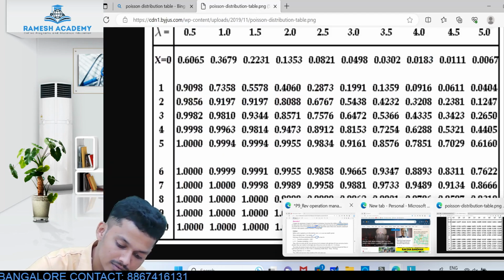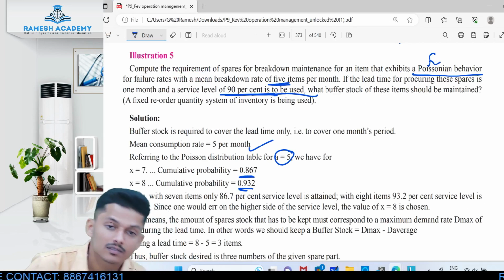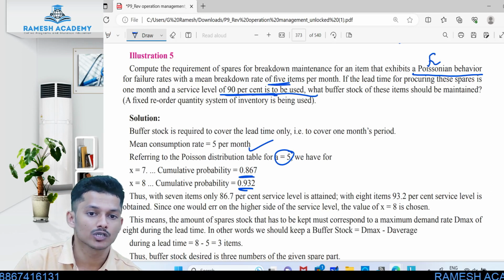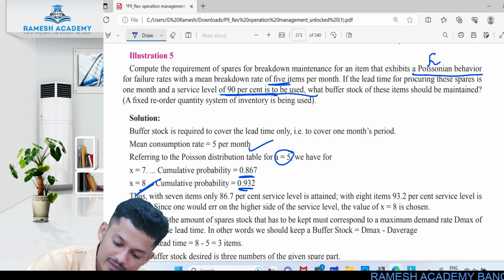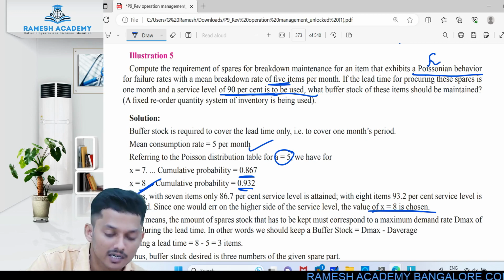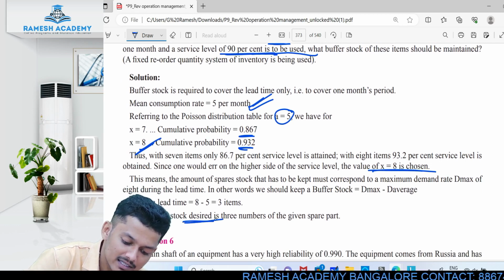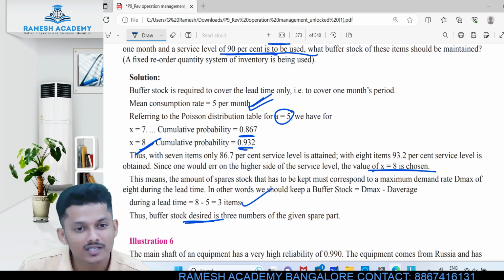Clear? From there only we got this. Why? Because around 90 is lying between these two terms. Of these two, whichever is the higher, 8 is the higher, so this must be chosen. And the mean consumption rate is 5. So what is the spare part desired? That is 8 minus 5, 3 items. So easy.